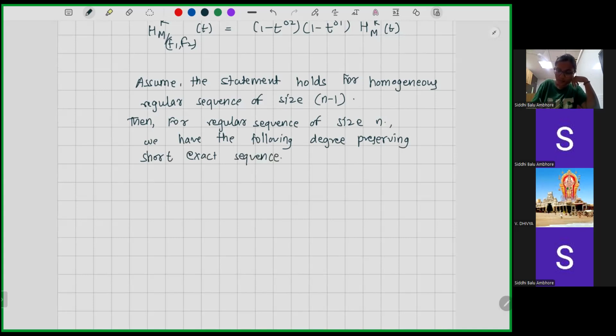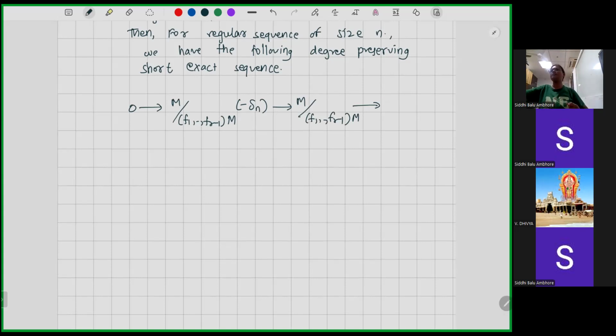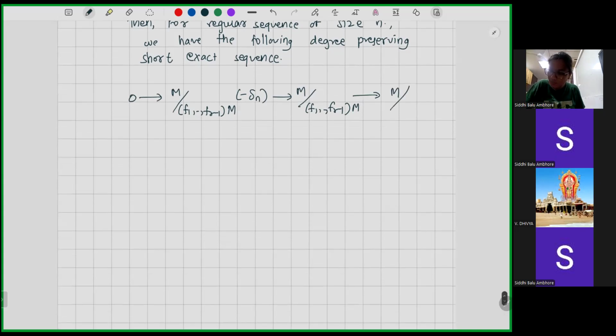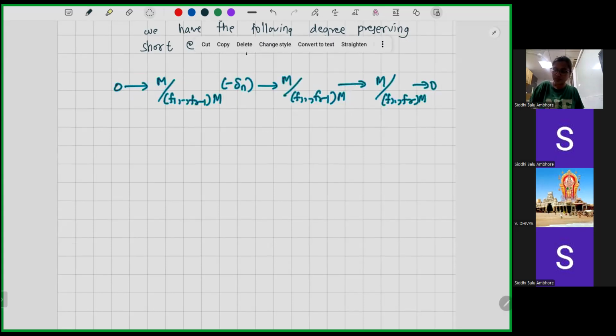It's just a similar argument. This is 0 going to M quotiented by F1 to Fn minus 1 M, shifted by minus delta n, going to M quotiented by F1 to Fn minus 1 M, going to, with the similar argument which we did, M quotiented by F1 to Fn minus 1 comma Fn, and so on. So this will ultimately give me M quotiented by F1 to Fr M, and this is going to 0. So this is the exact sequence which I have.